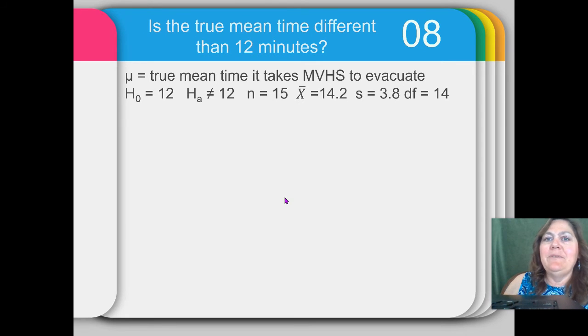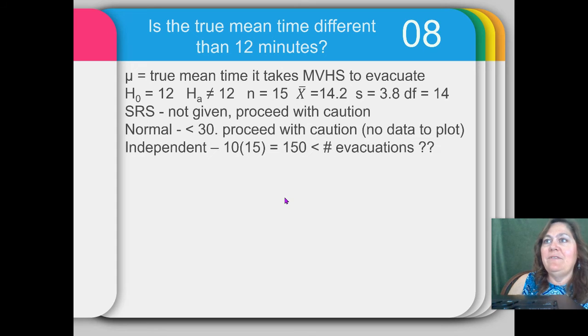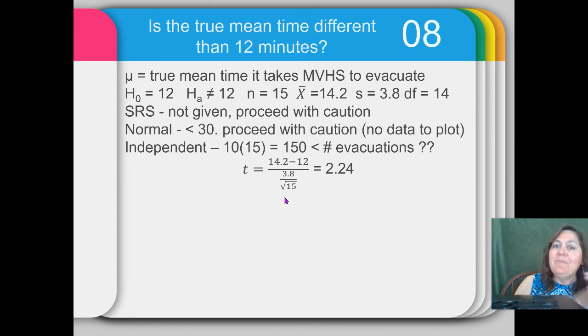I have a sample size of 15 evacuations and the mean, I've just given you the data there. So that means DF is 14, okay? SRS was not given, and it's not normal. I don't have data to plot. So we've got a lot of proceed with cautions here. This is just some silly data that I threw out there. But you still go through all the process. Your state, plan, do, conclude, sketch, okay? The do part gives us a T of 2.24, okay? What I'd like for you to do right now is go figure out what the P value will be from that T and put it in Edpuzzle.